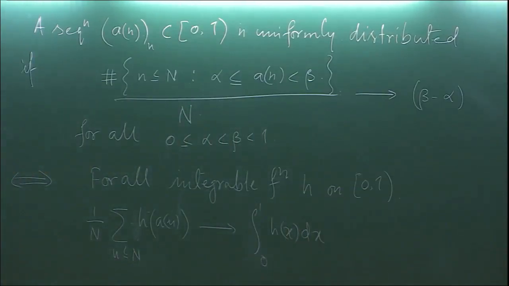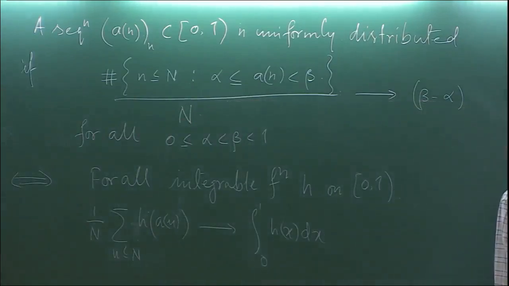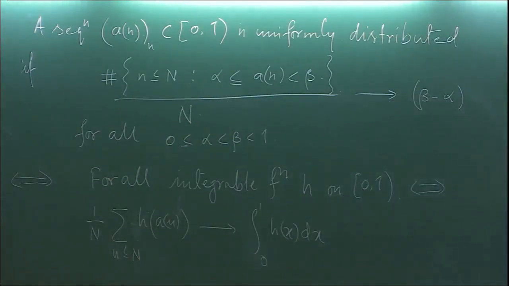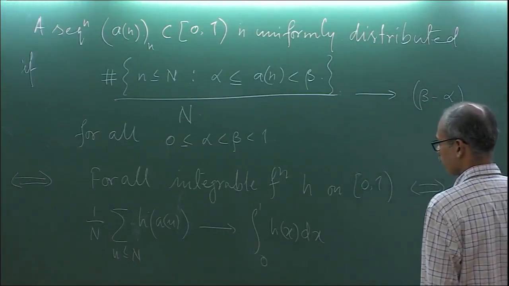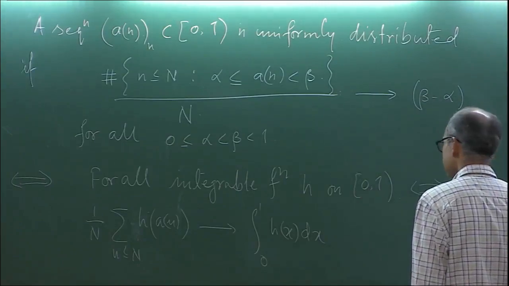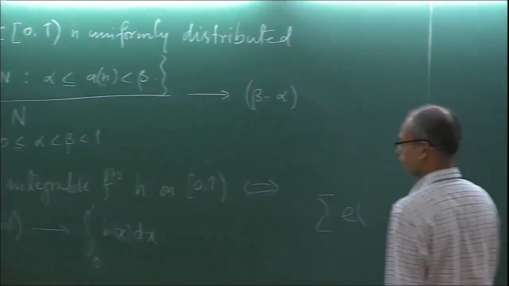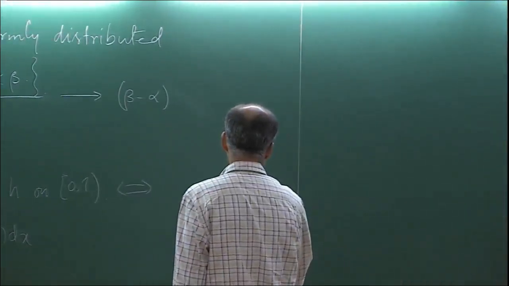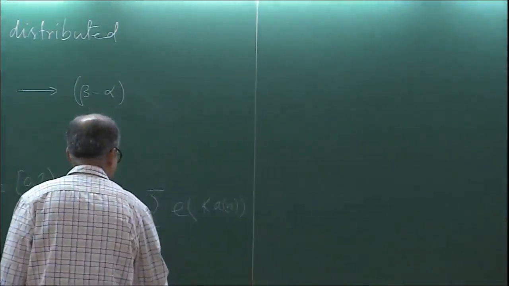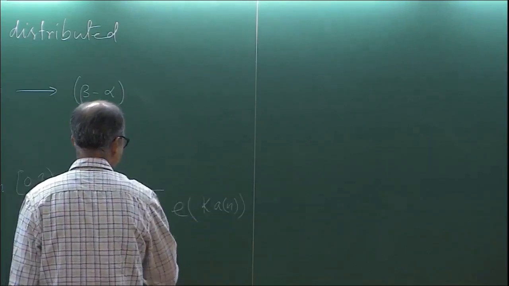Converges to the integral, so that is equivalent to this. And another equivalence is the following: you can simply consider the exponential sum. It can be written in terms of an exponential sum. So this is the summation of e(k a_n) over n less than or equal to N, times 1 over N.